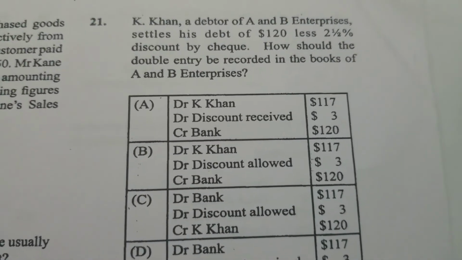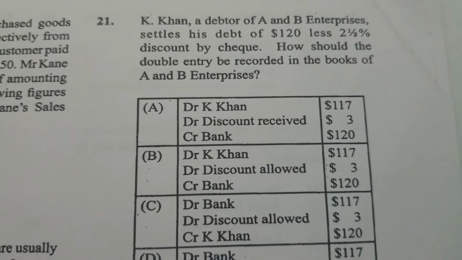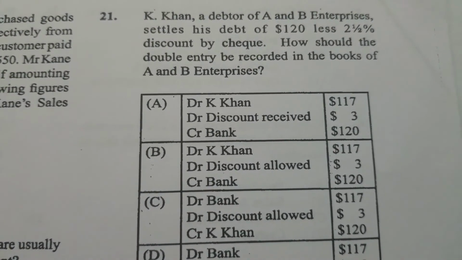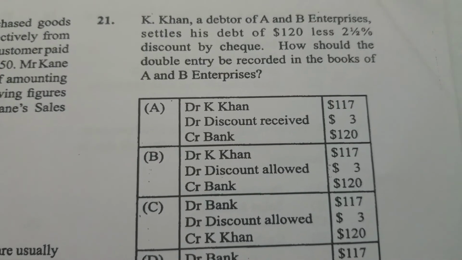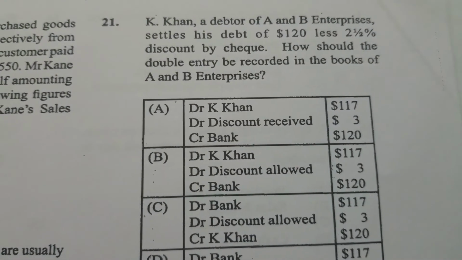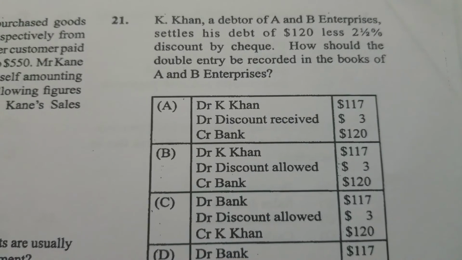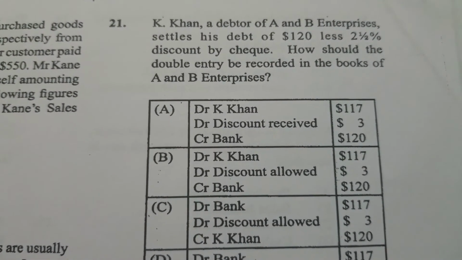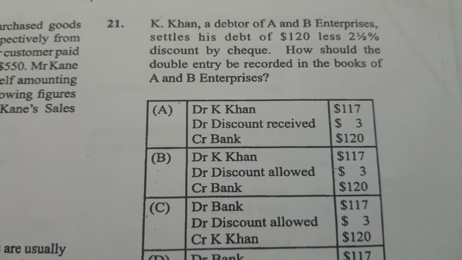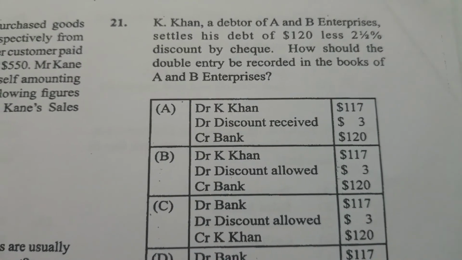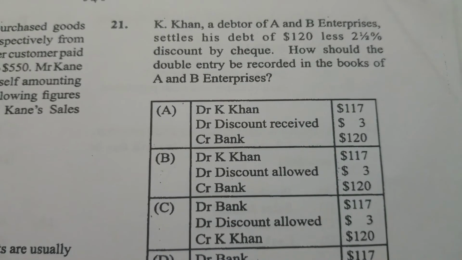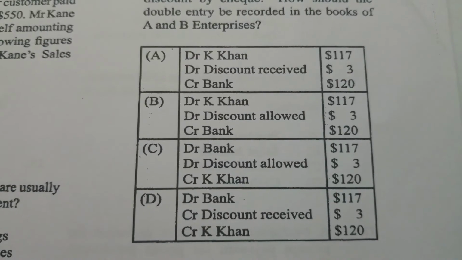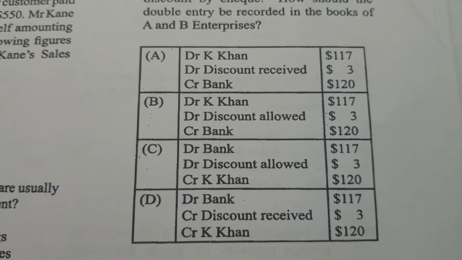All right, so he's paying us $120. So he's giving, so we credit his account. C is the appropriate answer for this question. We're going to debit the bank with the amount that he is paying over, and the discount as well. Discount of $3. So C is the appropriate answer. All right, very well.